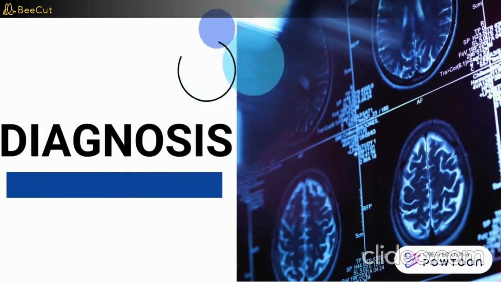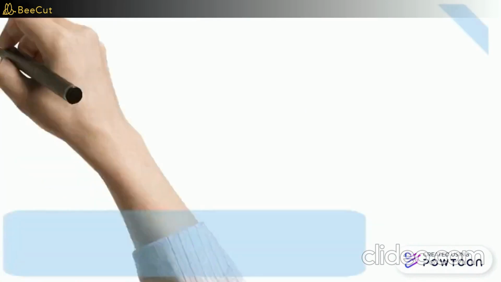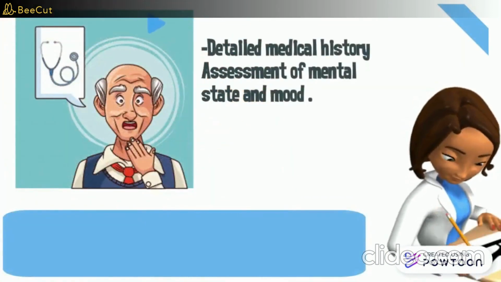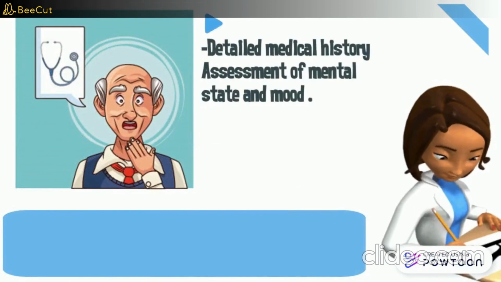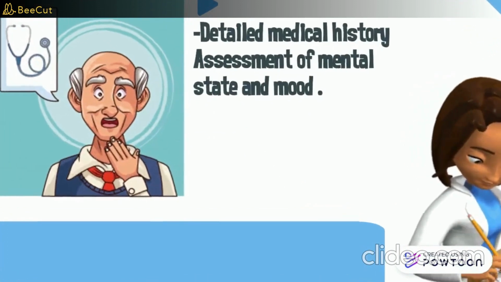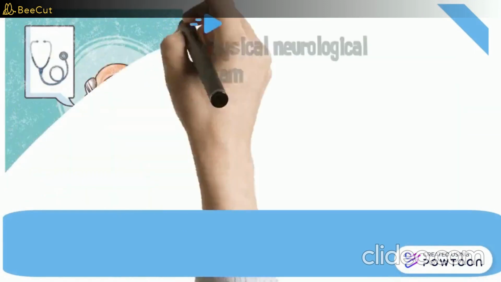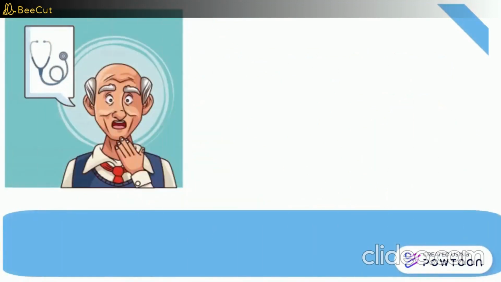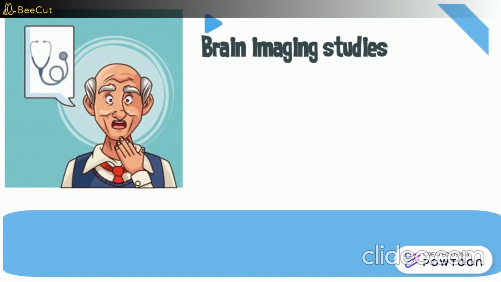Diagnosis of Alzheimer's disease. To diagnose Alzheimer's, comprehensive medical evaluations are necessary, including detailed medical history, assessment of mental state and mood, physical and neurological exam. Tests such as blood tests and brain imaging studies are used to rule out other causes of dementia-like symptoms.